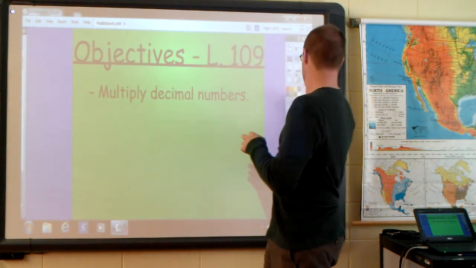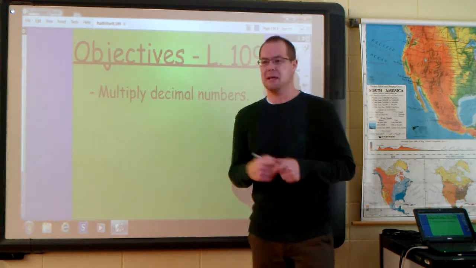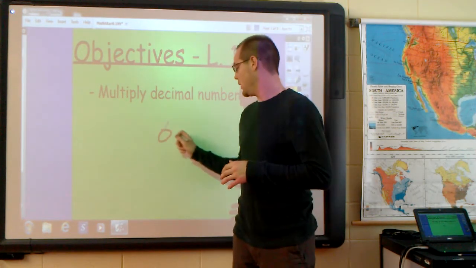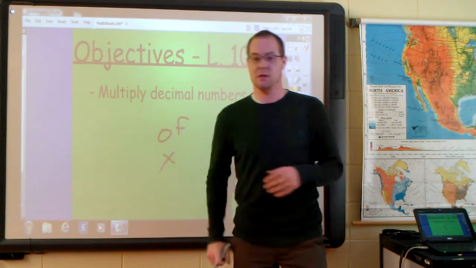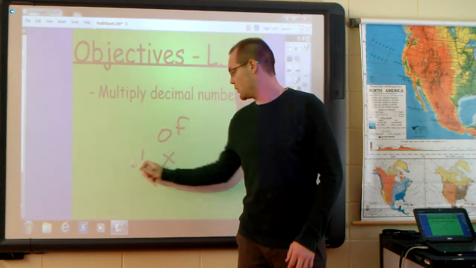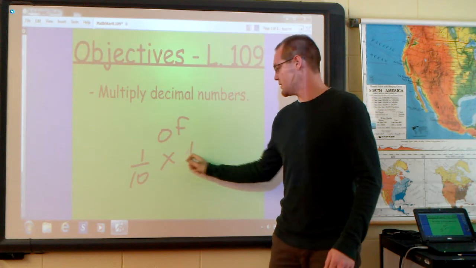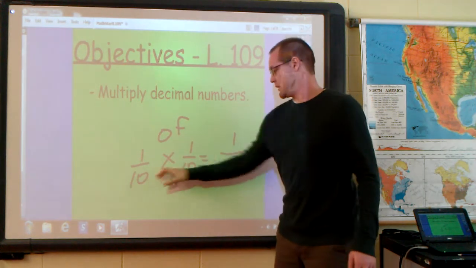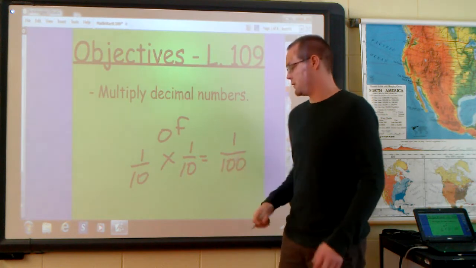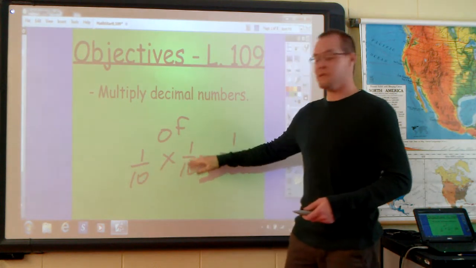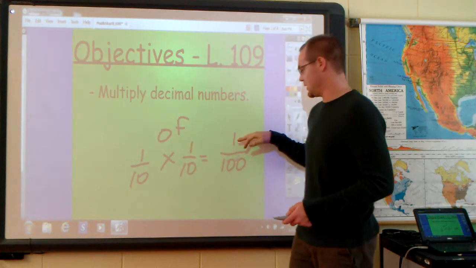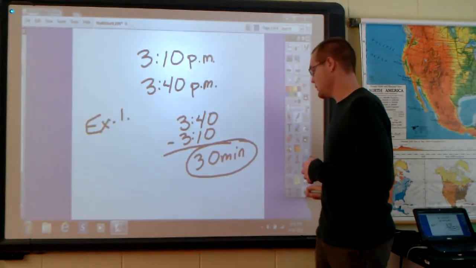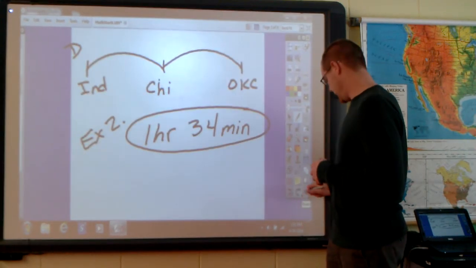The lesson starts off with a question: what is 1/10 of 1/10? Remember, when we hear that word "of," we can usually switch it to multiplication. If we wanted to know what 1/10 of 1/10 would be, it would be 10 times 10 is 100. So 1/10 of 1/10 is 1/100th. Using a picture to draw that, I didn't delete these from yesterday.